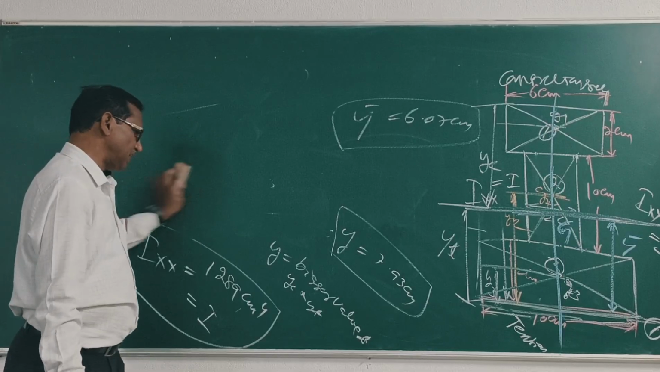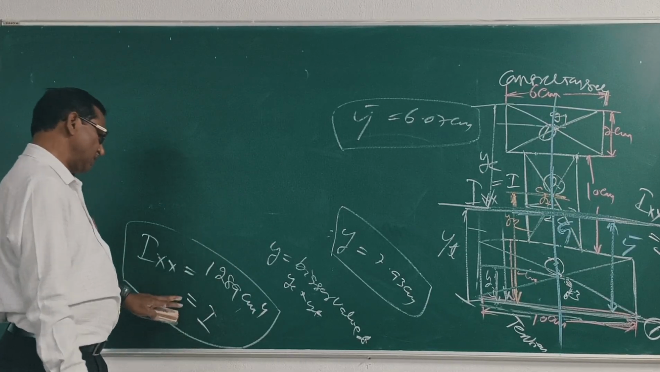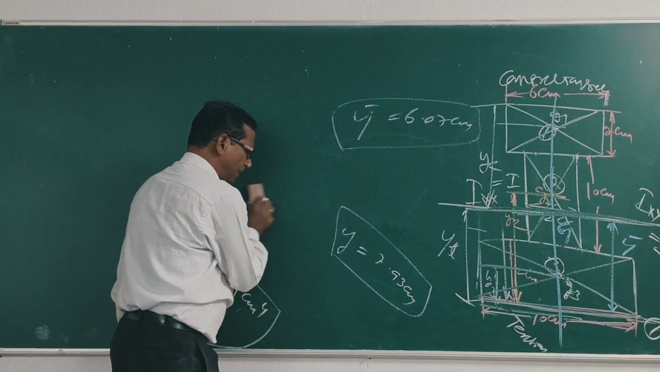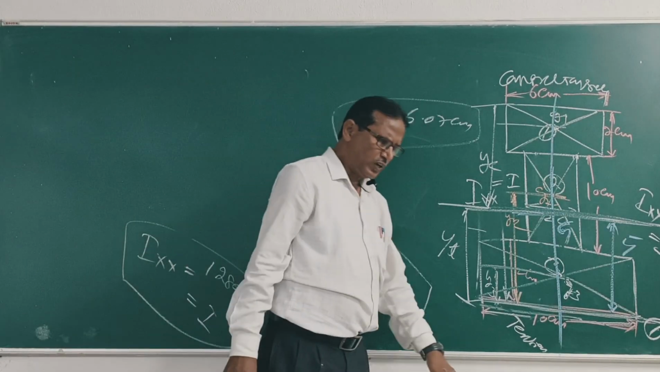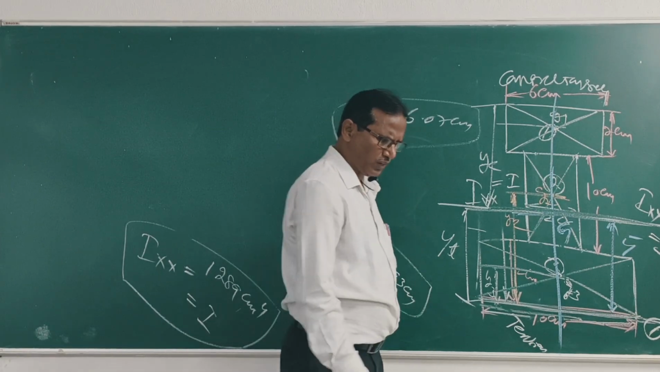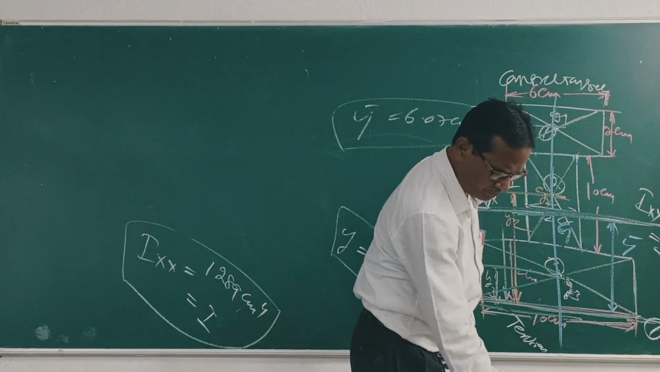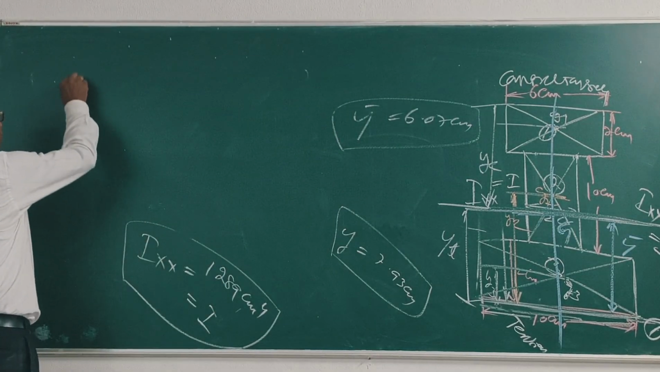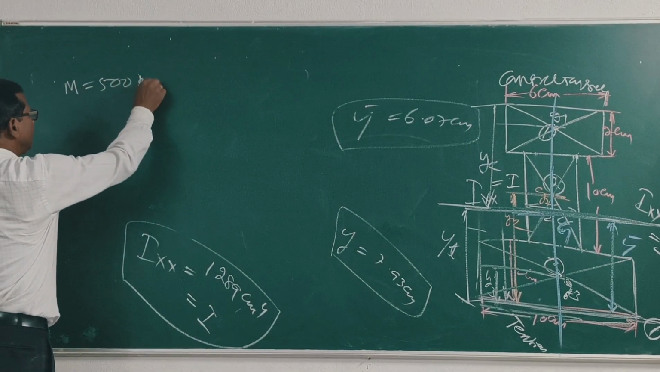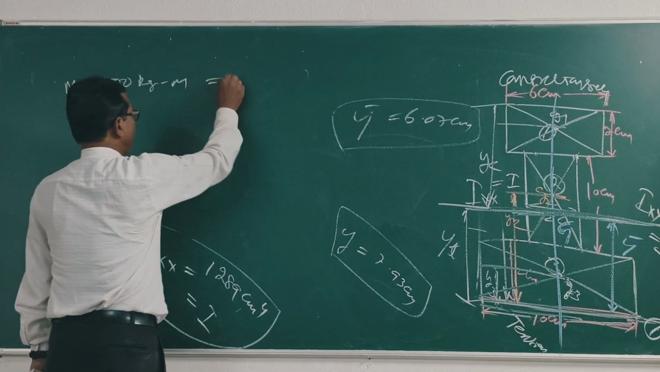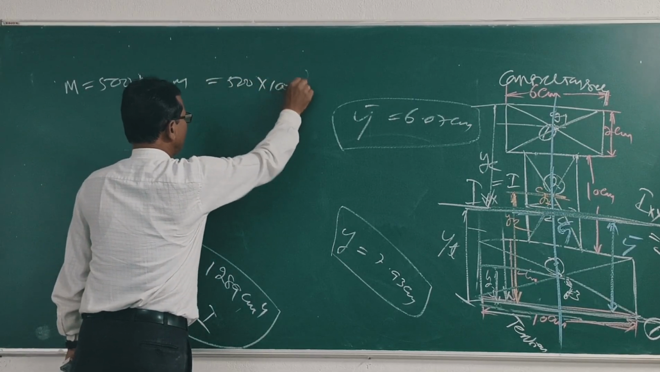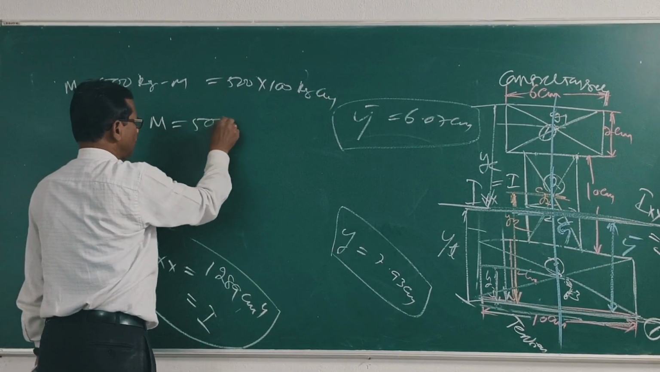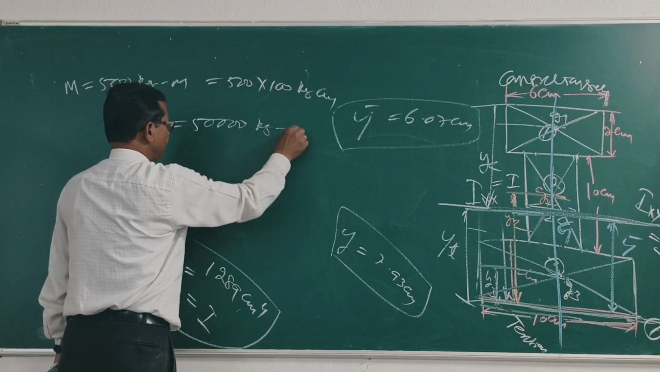Y is equal to 7.93 cm. I is equal to 1289 cm^4. Now the question is to find out the bending stress. What is the moment? Bending moment M is equal to 500 kg-m, that is 500 into 100 kg-cm. Clear? So M is equal to 50000 kg-cm.